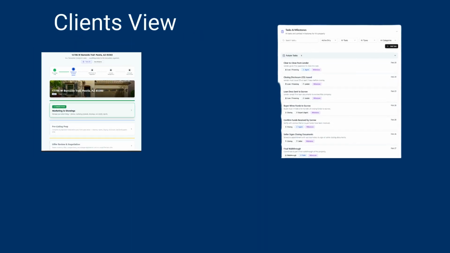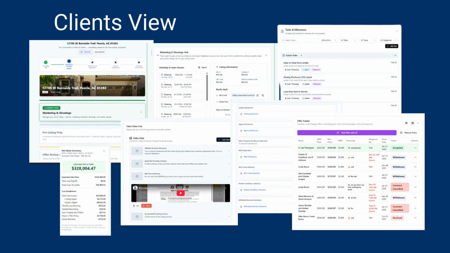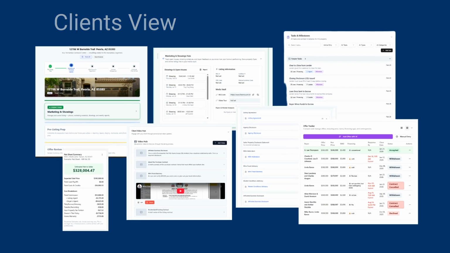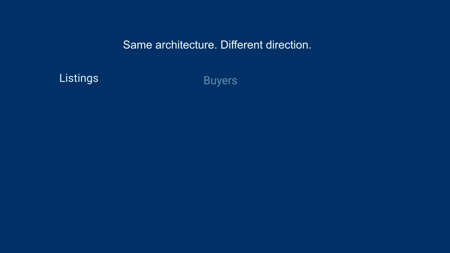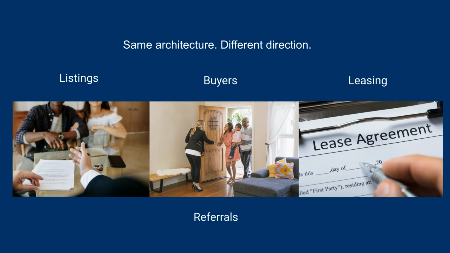The client's view is permission-based. They only see what's relevant to them. Transparency doesn't mean everything. It means intentional visibility. The goal is to give them clarity and confidence. TransAction Navigator is a transaction-aware system supporting listings, buyers, leasing, and referrals. It's the same architecture that tracks different transaction types.